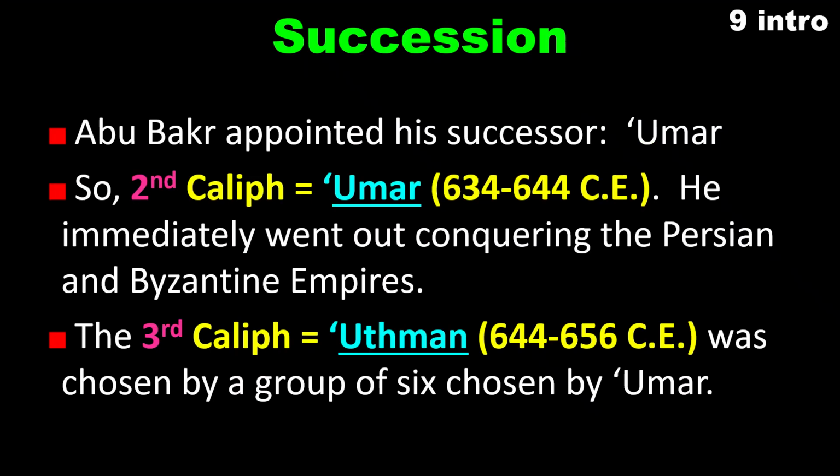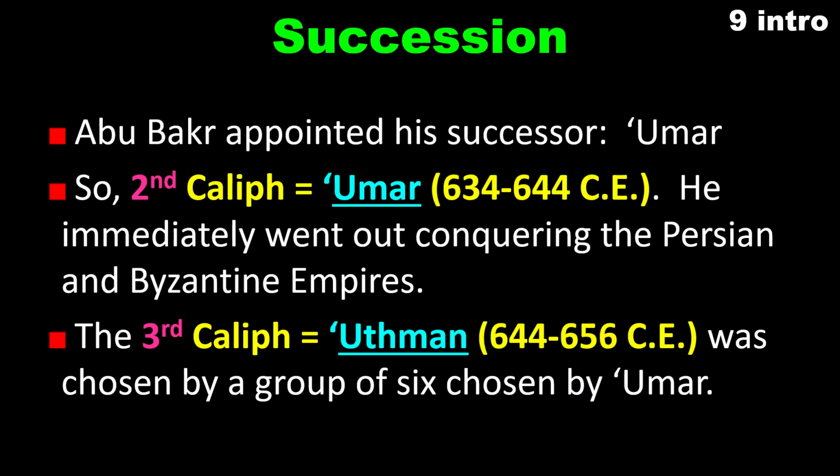Back to the succession dilemma. Abu Bakr, before his death, appointed his successor, who was to be Umar. So the second caliph was Umar, who ruled Islam from 634 to 644 Common Era, 10 years. He immediately went out conquering the Persian and Byzantine empires.